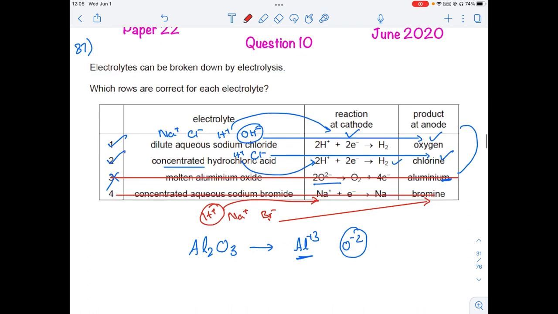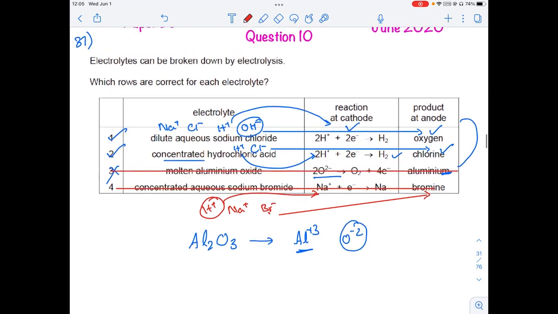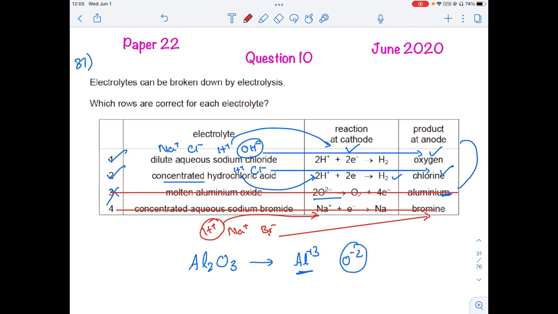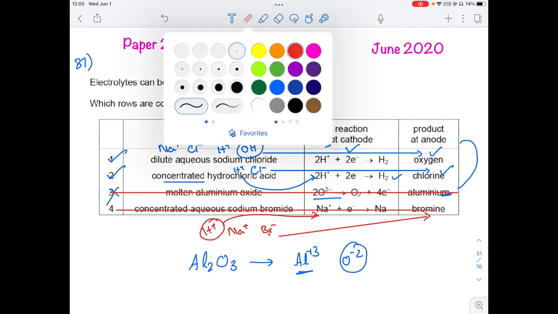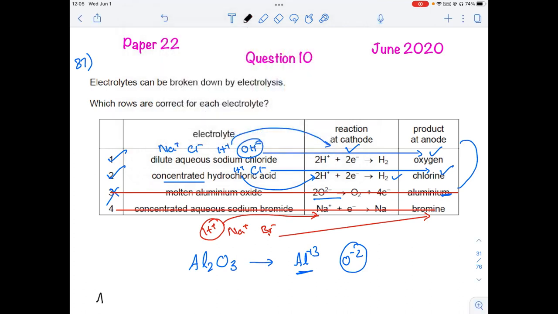Option 1 and 2 are correct. So over here the options are missing, so let me write out the options. Option A is 1 and 2. Option B is 1 and 4. Option C is 2 and 3. And option D is 3 and 4. So we can see that option A is correct, which is option 1 and 2.